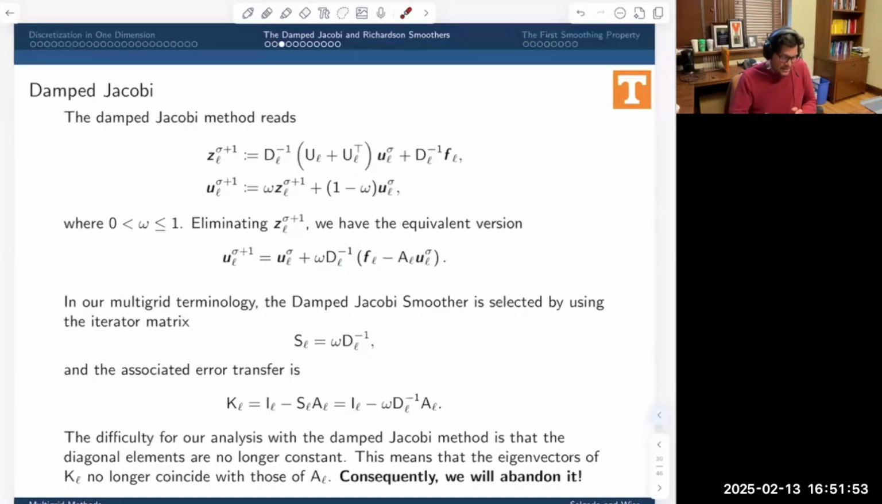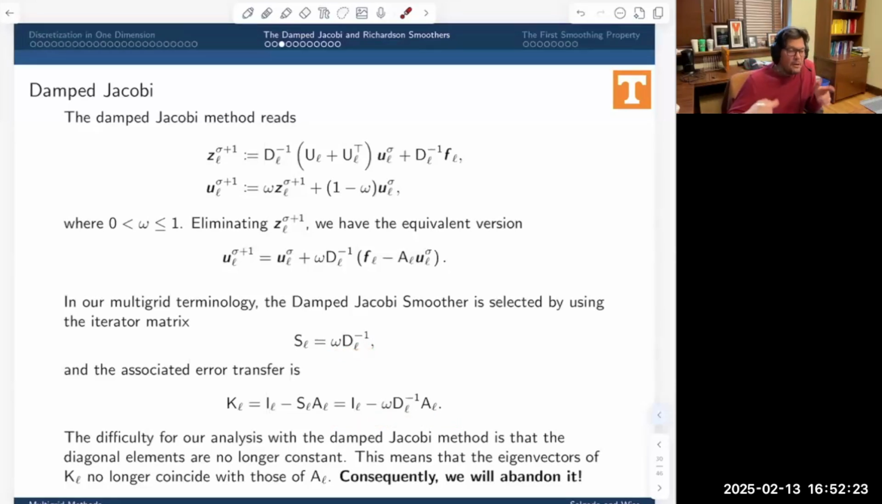And in the context of multigrid, we give that iterator matrix a special term, right? It's called the SL matrix. And in this case, it's going to be omega times DL inverse. The associated error transfer matrix is, of course, I minus B times A in general, or IL minus SLAL in this multigrid context. And so then I just put in that matrix there and I get that. So that's my error transfer matrix.